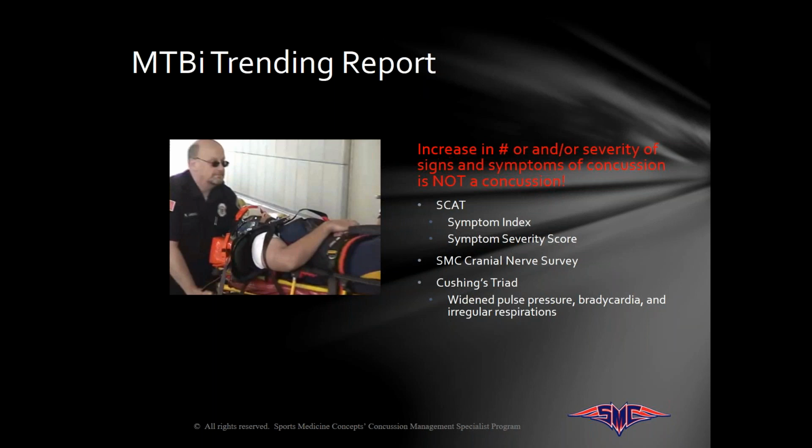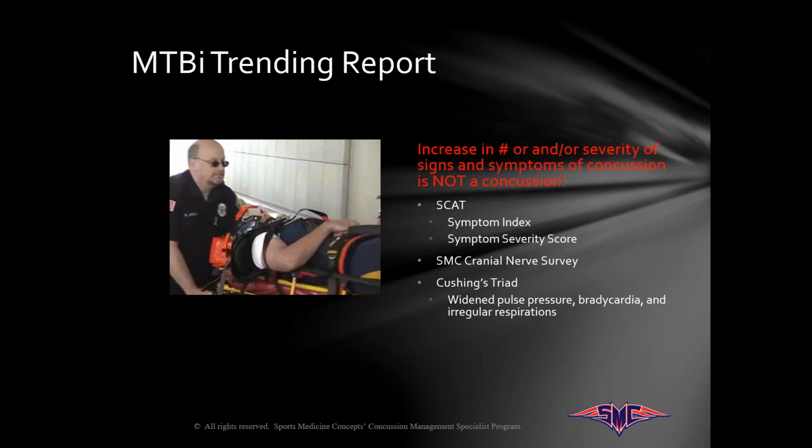So we're looking for the classic signs and symptoms of concussion, those being the onset of some sort of clinical presentation of classic signs and symptoms of concussion that either remain the same or resolve in fairly short order over the course of serial measurements or serial assessments. An increase in the number or an increase in the severity of signs and symptoms of concussion is not a concussion. That is too indicative of hematoma, rising intracranial pressure, secondary to traumatic brain injury. And we can't ignore that possibility.